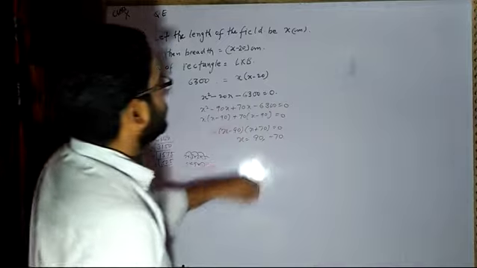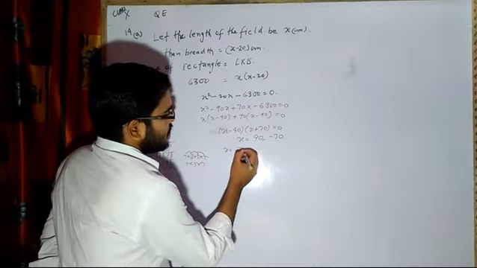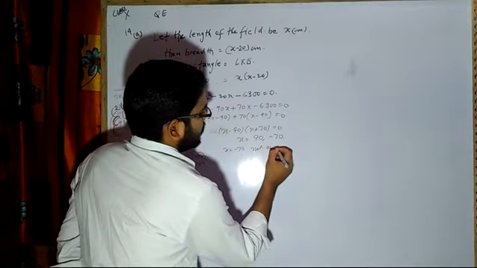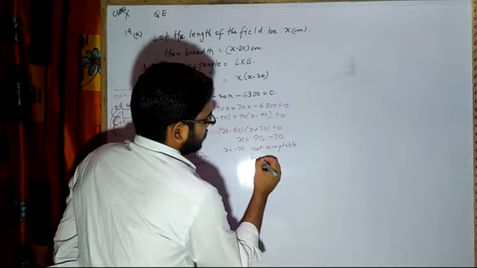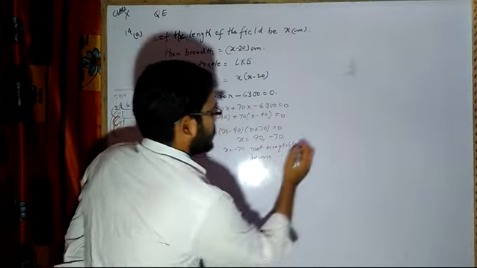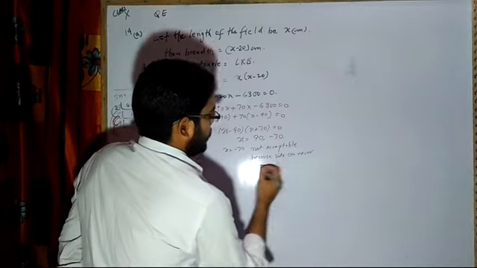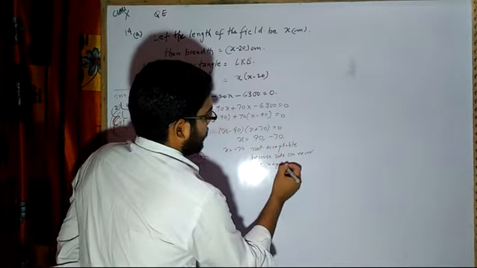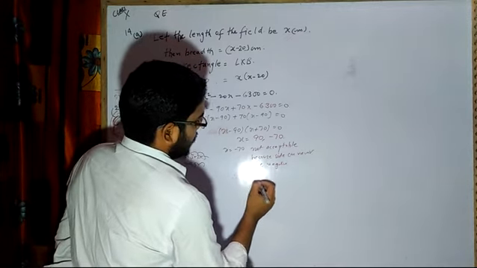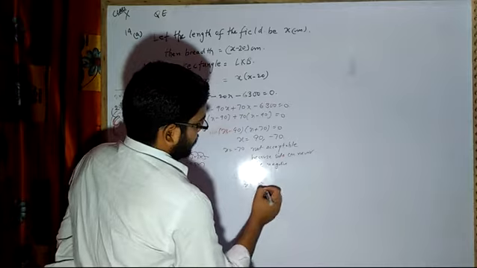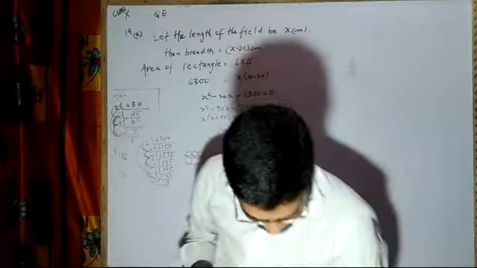Now we cannot take x is equal to minus 70, because a side cannot be negative. So x is equal to minus 70 is not acceptable, because a side can never be negative. Therefore x is equal to 90, and the other side is 70. So these will be your length and breadth.